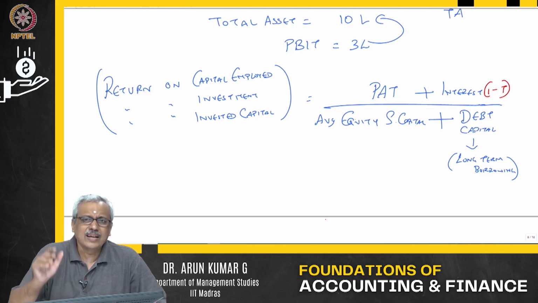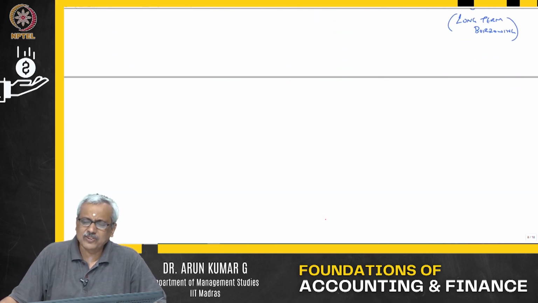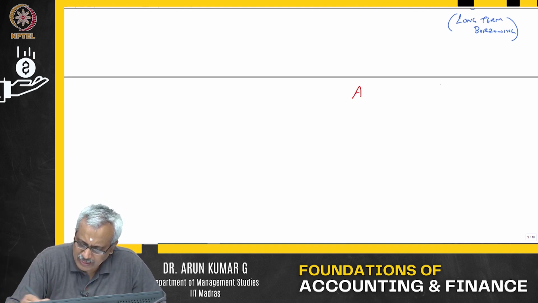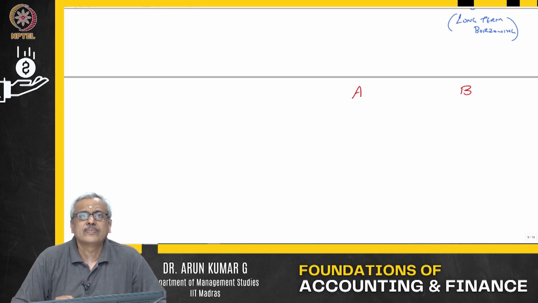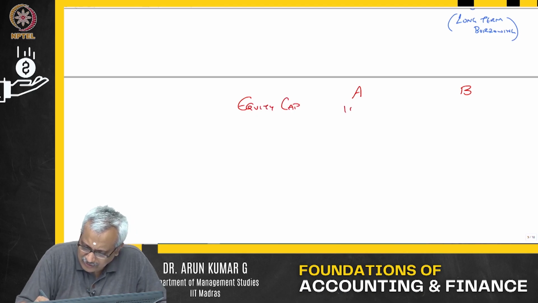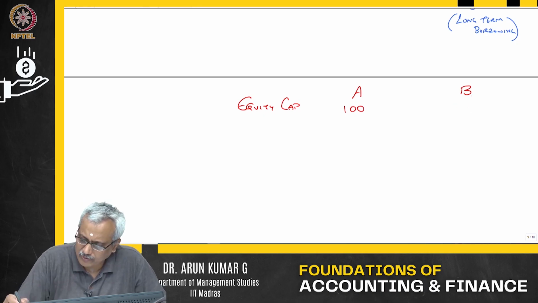Still not clear. Now let us look at an example. Please watch out, I am going to take an example. I have two companies, A and B. A has an equity capital of $100. B has an equity capital, I am sorry, of about $60.